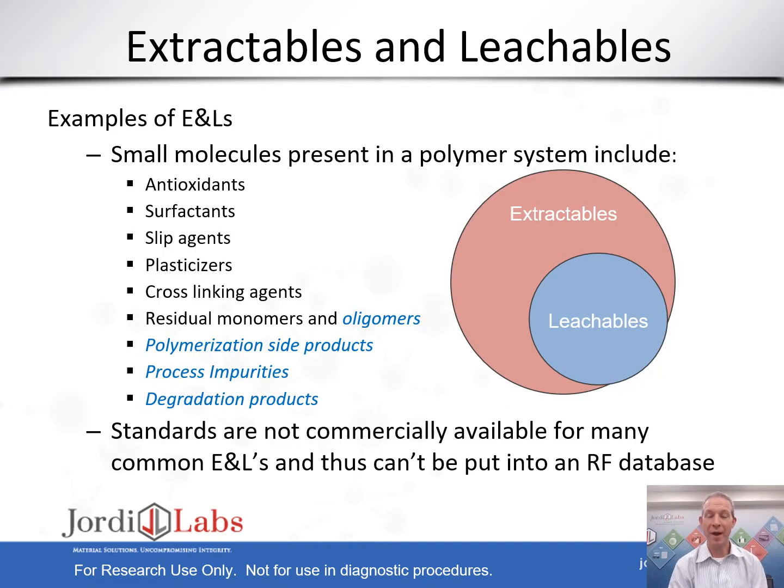Now, when we think about extractables and leachables, the molecules that typically come to mind include things like antioxidants, slip agents, plasticizers, monomers, cross-linking agents, etc. But there are a number of other kinds of molecules that are very important and very frequently seen, but which are distinct because they are not intentionally added substances and they are generally not commercially available as standards. This includes things like oligomers, polymerization side products, process impurities, and degradation products. And because we need to quantify and identify these species, not having commercially available standards is actually at the root of the response factor variation problem.